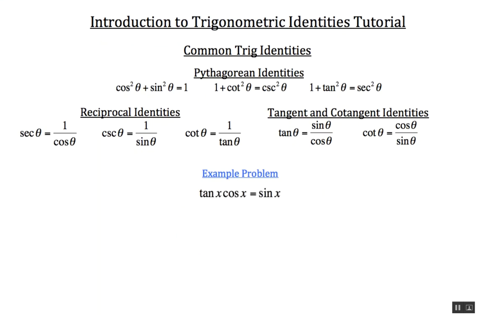Let's work with the tangent of x times cosine of x is equal to sine x. What I want you to do is prove this identity.